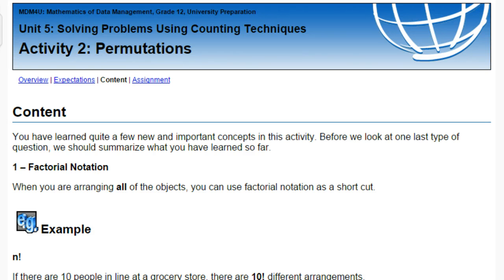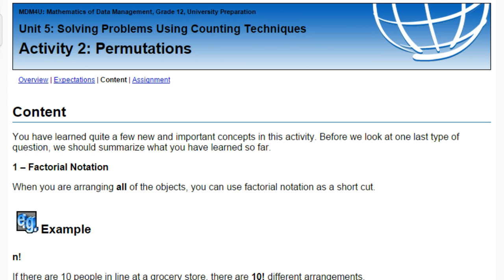So up to this point we've learned about factorial notation, we've learned about permutation notation and nPr, and now we're going to do a quick review of some of the concepts that we've learned so far in this particular learning activity. So first of all, we've got factorial notation.